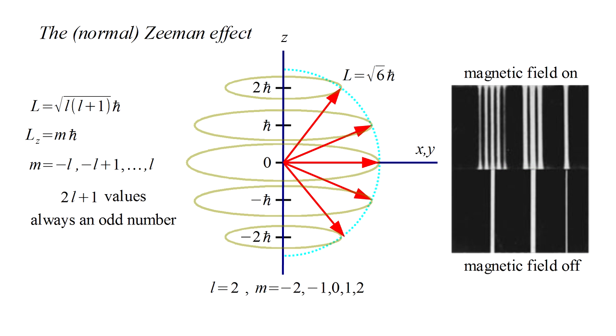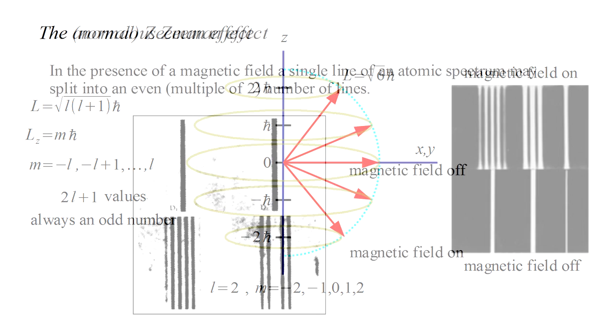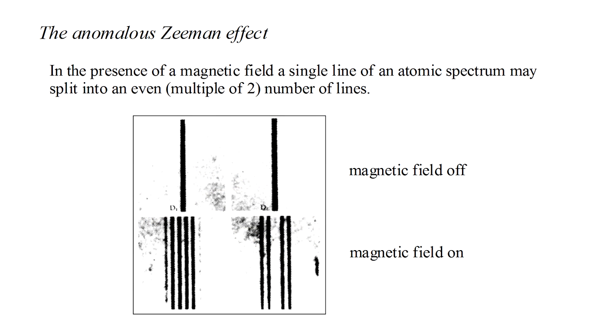Also in video 7, we saw how an atom in a magnetic field can produce the Zeeman effect, where the electron orbital's energy changes for different z components of angular momentum. Since there are always an odd number of possible components, the Zeeman effect shows up as a splitting into an odd number of lines. But in some cases, the so-called anomalous Zeeman effect, we see a splitting into an even number of lines, that is, a multiple of the number 2.